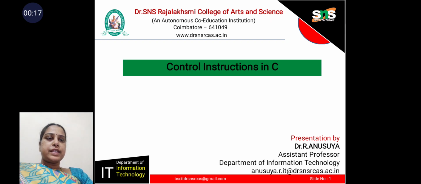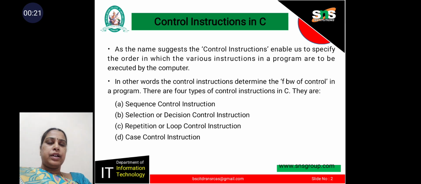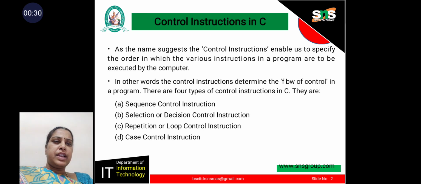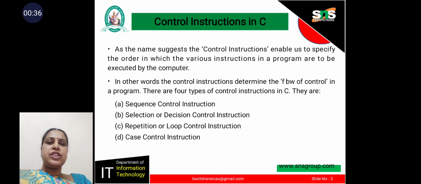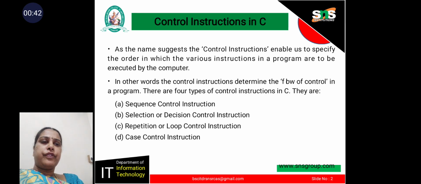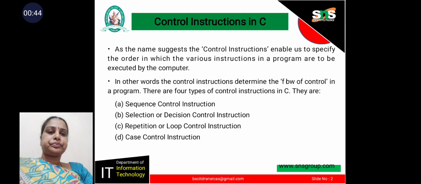Now I am going to discuss the topic of control structures in C. Control instructions in C, as the name suggests, enable us to specify the order in which the various instructions in a program are to be executed by the computer. In other words, the control instruction determines the flow of control in a program.